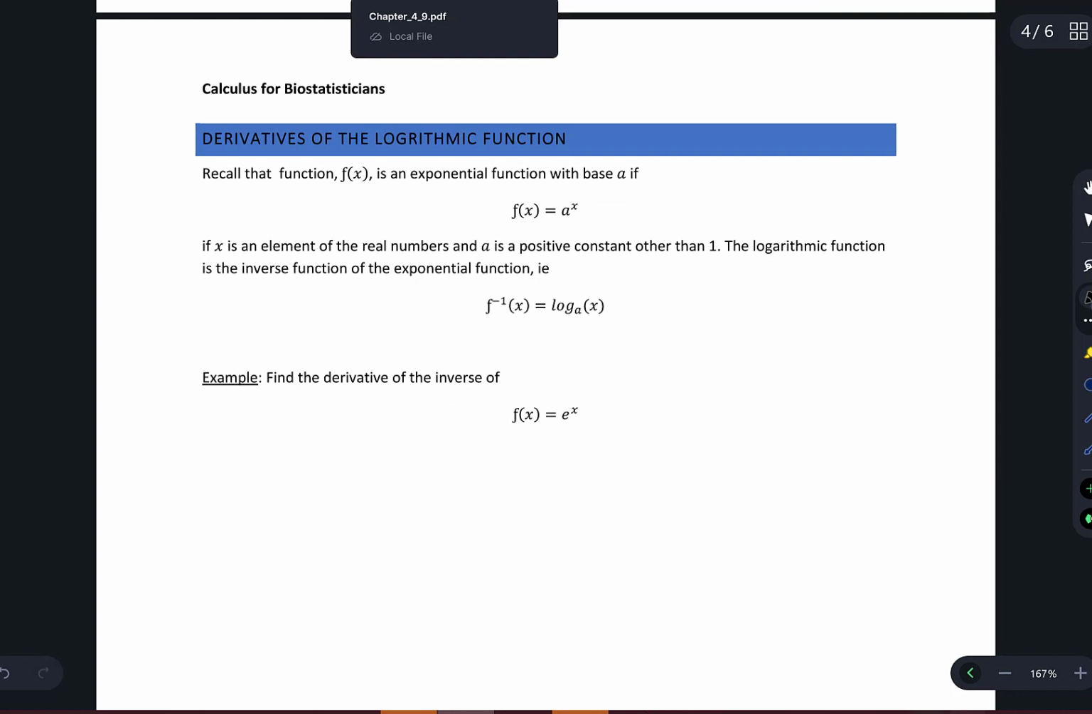All right, so next we're going to look at derivatives of logarithms. Recall that a function f of x is an exponential function with base a from the previous section if it takes the following form, where x is an element of the real numbers and a is a positive constant other than 1. The logarithmic function is the inverse of the exponential function. So in other words, f inverse of x is equal to log base a of x.